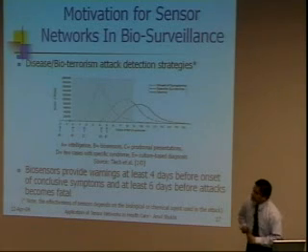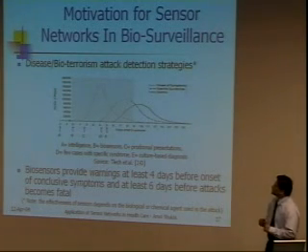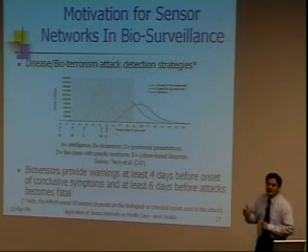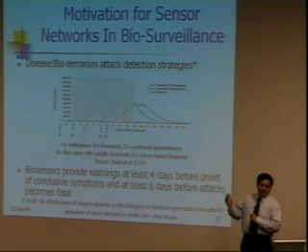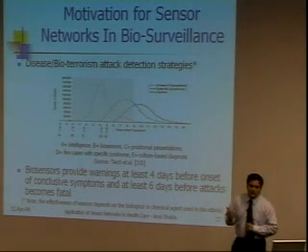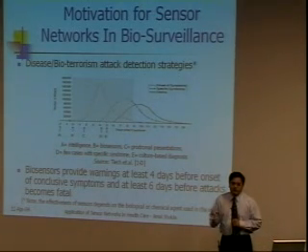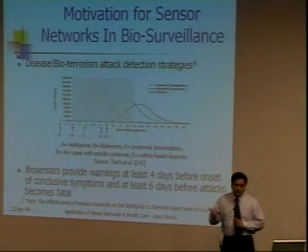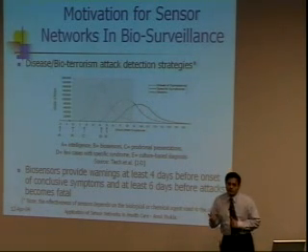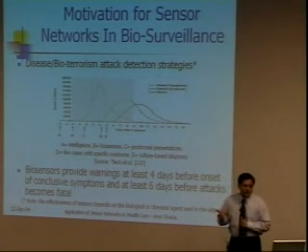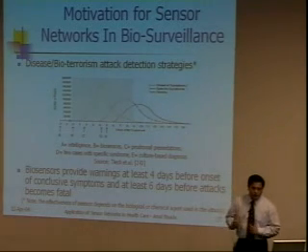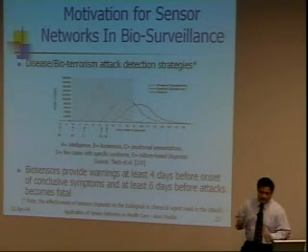So here's a diagram which is typically used to motivate why you would want to have sensor networks for biosurveillance. You can get warning of a bioterrorism attack at least 4 days before conclusive symptoms show up, or 6 days before the attack starts turning fatal. So it is really critical to have sensor networks as an important component of your bioterrorism strategy.